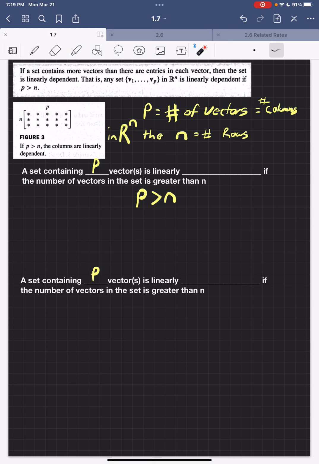But what do we get to say, right? So what is it that we get to say when that's the case, when the number of vectors is greater than the number of rows? Well, now I'll read the definition. If a set contains more vectors than entries in each vector, then the set is linearly dependent. So in other words, if P is greater than n, the columns are linearly dependent.